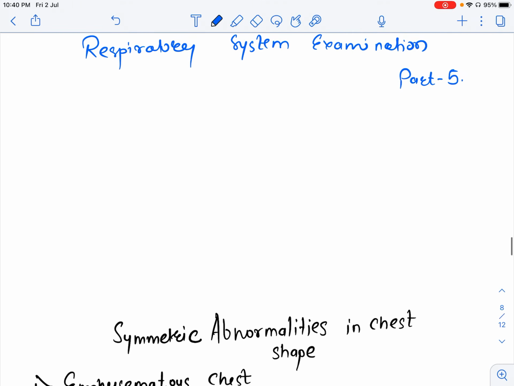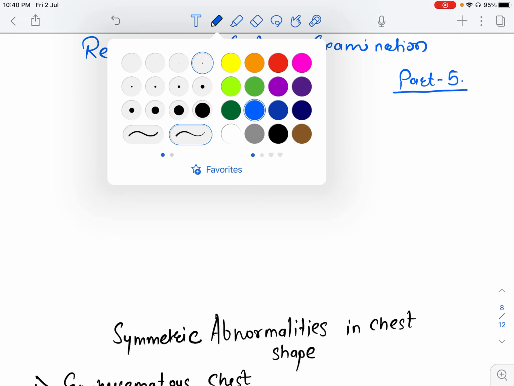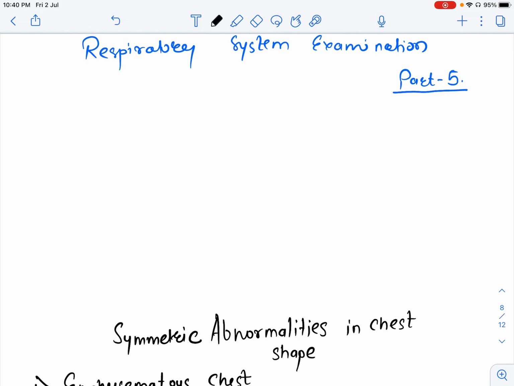We have been doing this class on respiratory system examination. Today is part 5 of this class. We have already covered the introduction of the inspection part. Now we'll look at the first thing that you should look at when it comes to inspection, that is the size and shape of the chest. You need to comment on the size and shape of the chest first.